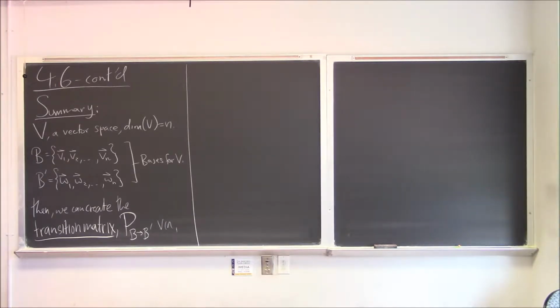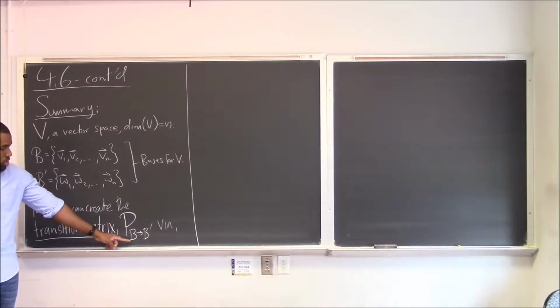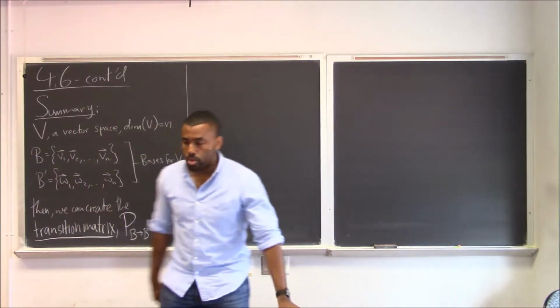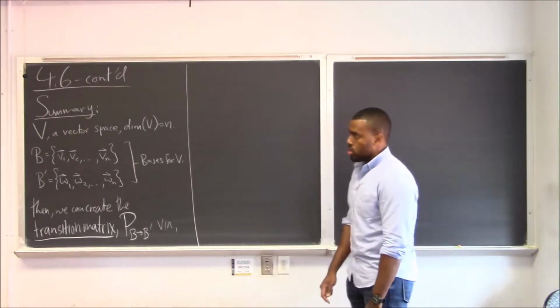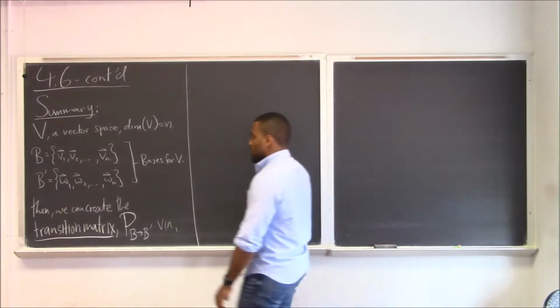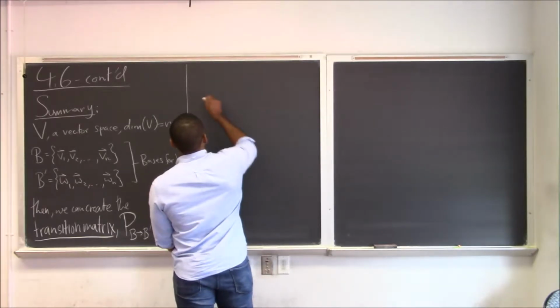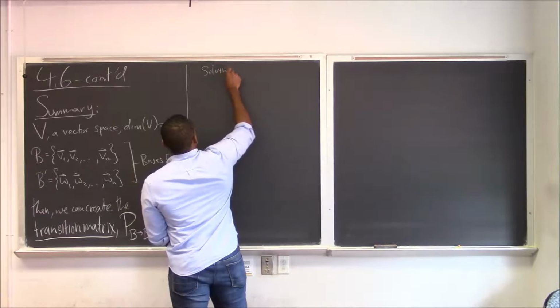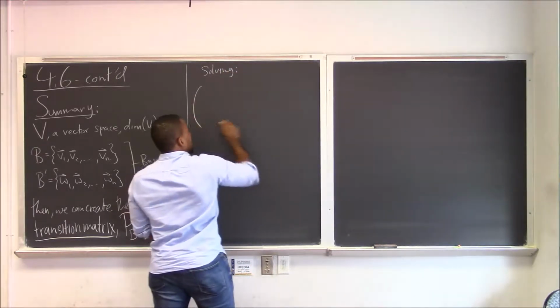So if we have two separate bases for this guy, then we can create something that's called a transition matrix. This is the typical notation for the transition matrix, where you put a little subscript that tells you what basis you want to go from, what basis you want to go to. It's to transition from talking about things in terms of one language to the other, or in terms of one coordinate system to the other. And we could figure this out by solving a certain augmented matrix.